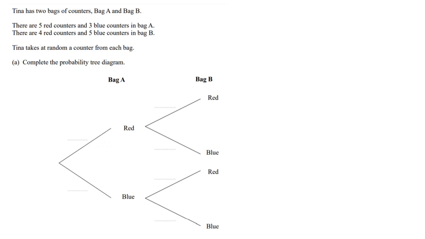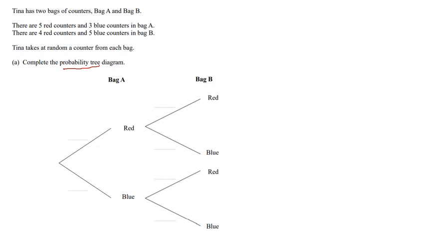So first of all, let's read the question. Tina's got 2 bags of counters. 5 red, 3 blue, bag A. 4 red, 5 blue, bag B. She takes a counter from each bag. Now we've got to complete the tree diagram. With a probability tree, we always fill in our tree with fractions or decimals.